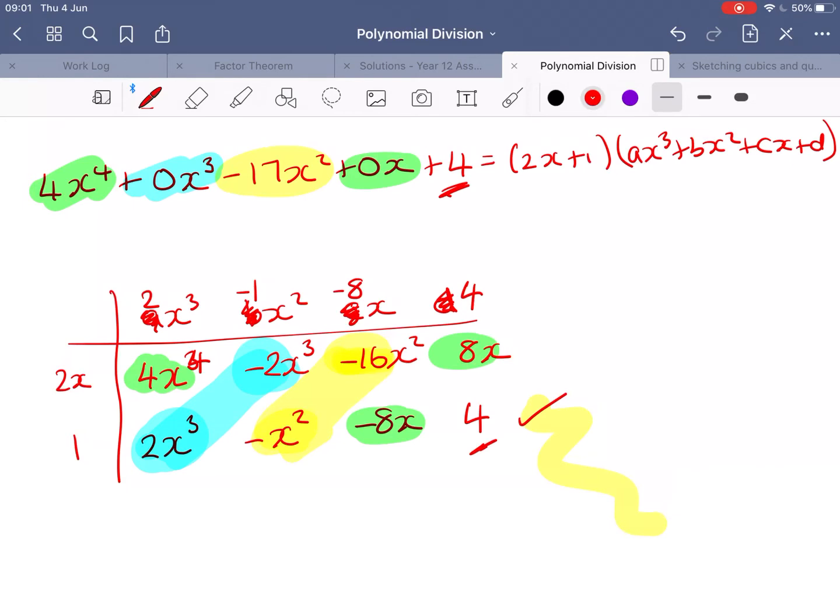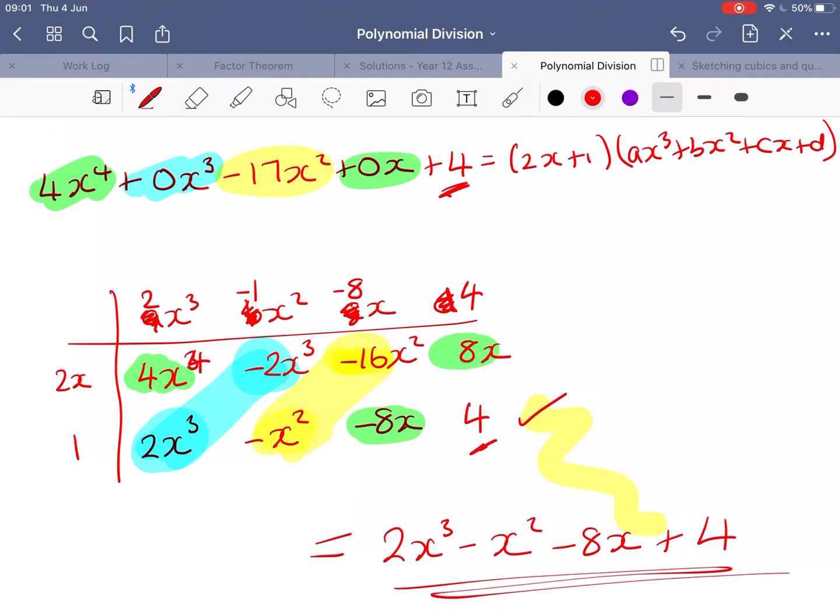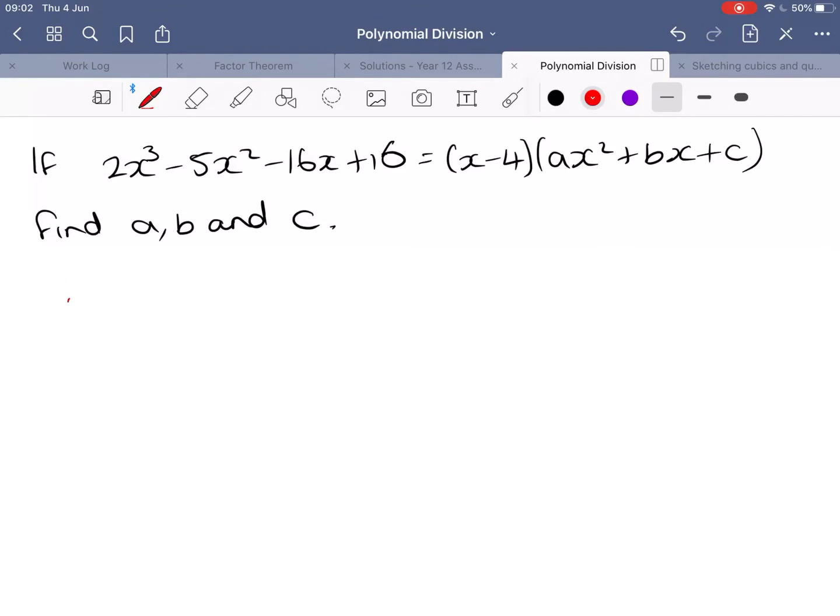So if I do 4x to the power 4 minus 17x squared plus 4 divided by 2x plus 1, my answer is going to be 2x cubed minus x squared minus 8x plus 4. Okay? Right. And sometimes they can present it in exactly the same way, doing this.